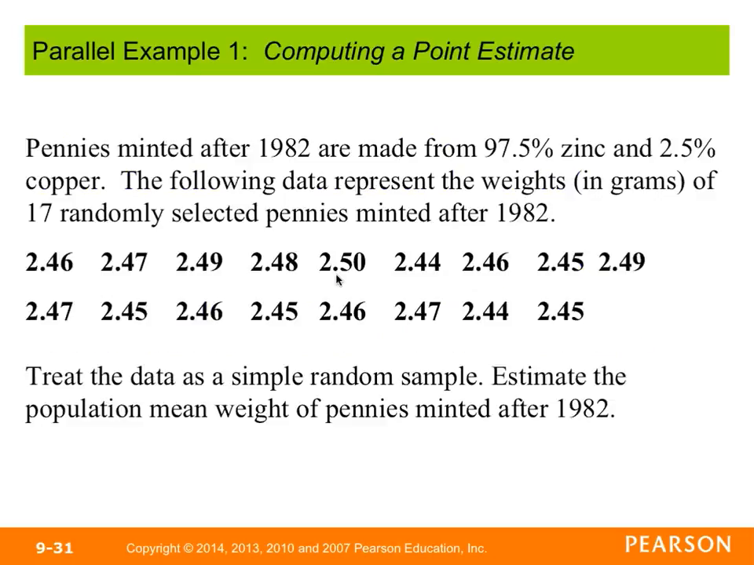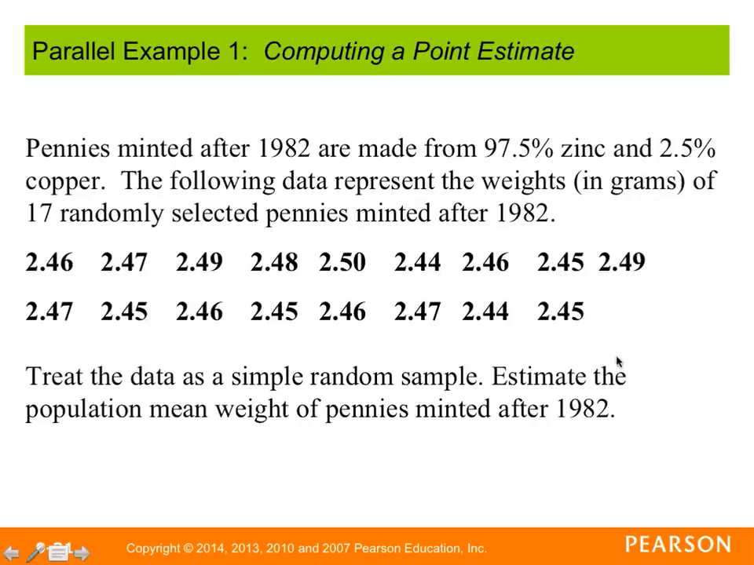So we've used this example a couple of times with pennies, but we have pennies that are minted after 1982. They're made from 97.5% zinc and 2.5% copper. And then the following data actually represents the weights of 17 randomly selected pennies that were minted after 1982. So we have all of these different weights. We want to treat the data as a simple random sample, and we want to estimate the population mean.